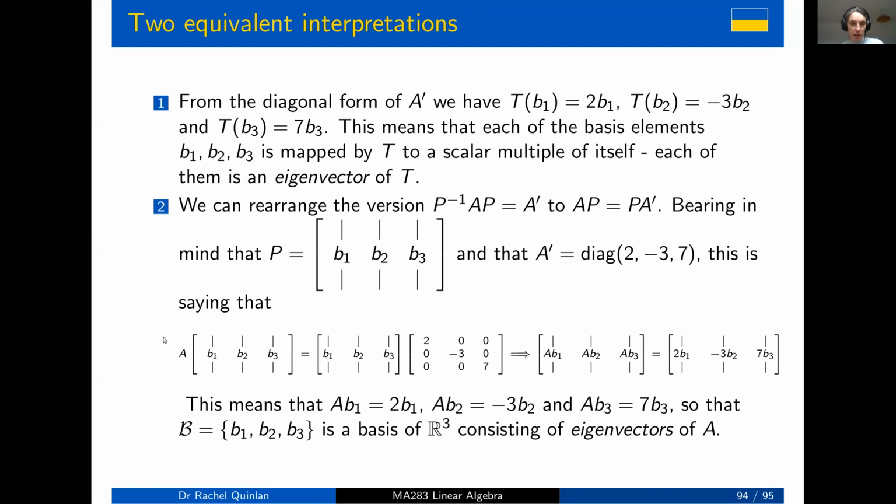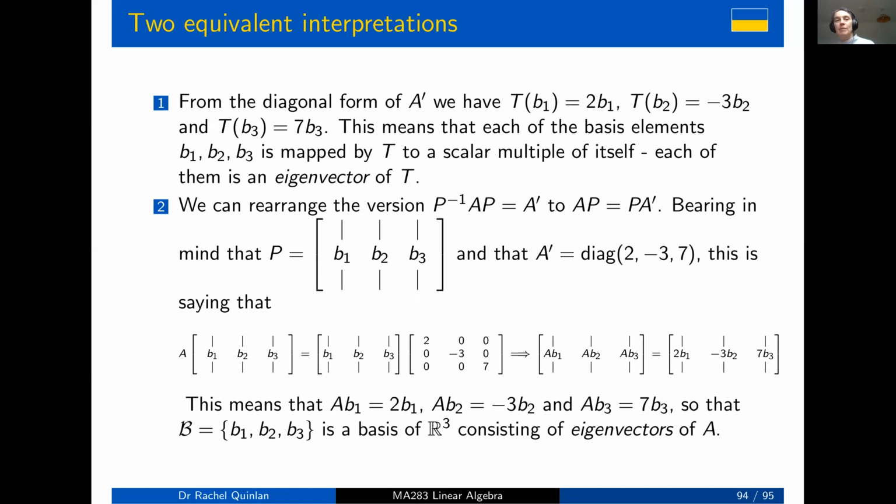On the other hand, the three columns of this version of the product on the left are just Ab1, Ab2, Ab3. So we're saying that Ab1 is 2b1, Ab2 is -3b2, and Ab3 is 7b3. So that b1, b2, and b3 are all eigenvectors of the matrix A. That means vectors which, when you multiply them on the left by A, give the same outcome as if you just multiply them by some scalar. So what we're talking about here is a basis consisting of eigenvectors of the matrix.